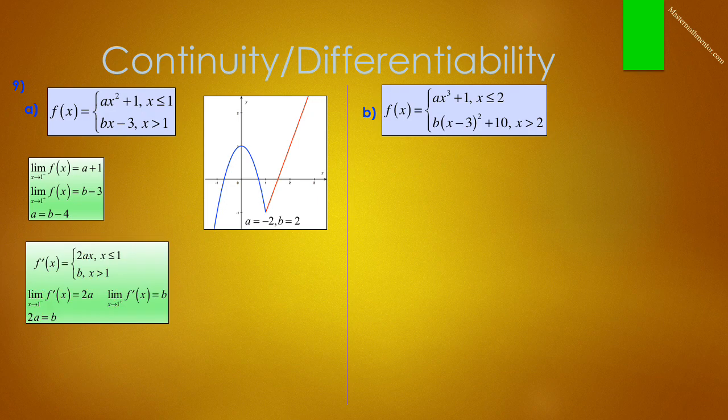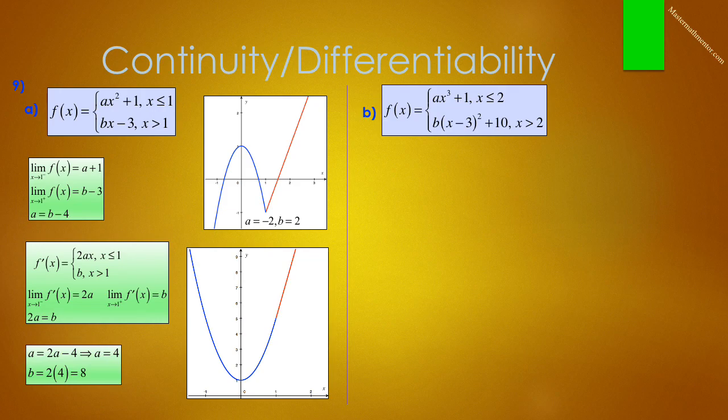But we want differentiability as well. So we look at f prime of x, which is 2ax if x is less than or equal to 1, b if x is greater than 1. And we look at the left-hand limit and get 2a, and the right-hand limit and we get b. So b has to equal 2a. So we have two simultaneous equations in two unknowns: a equals b minus 4 and 2a equals b. To solve them, we will say that a is equal to 2a minus 4, and that makes a equal to 4, and therefore b is equal to 2 times 4, which is 8. And we see the graph in confirmation.